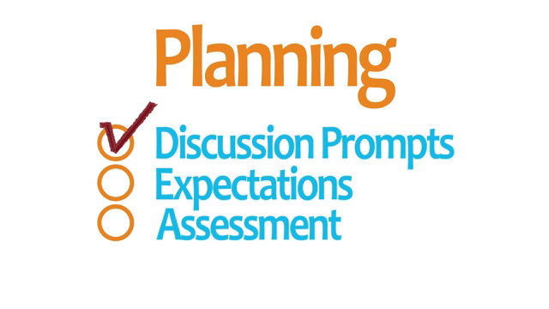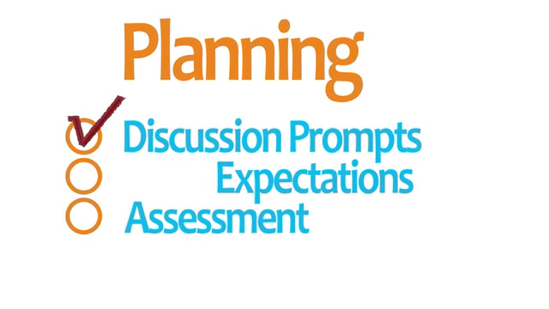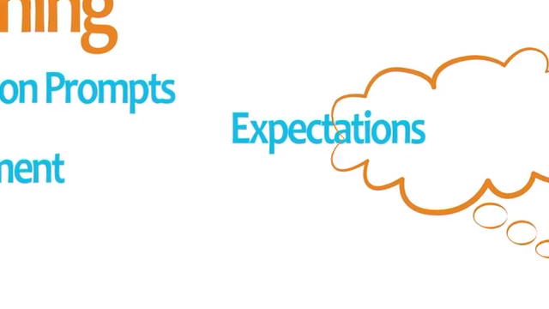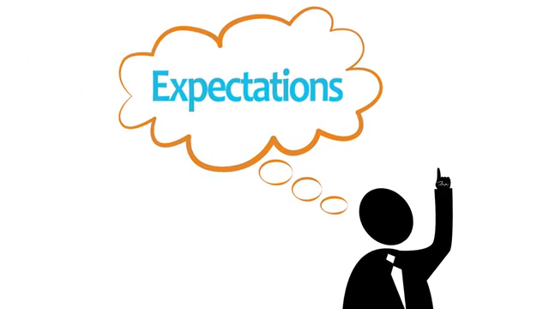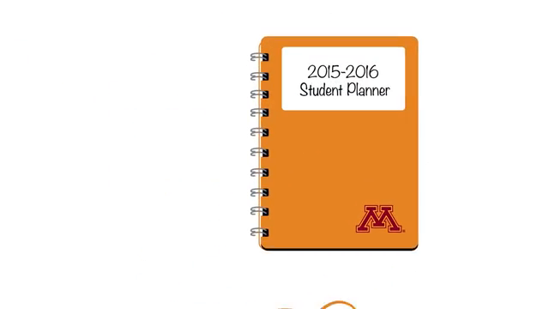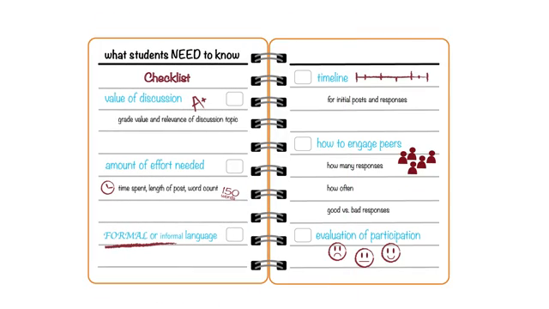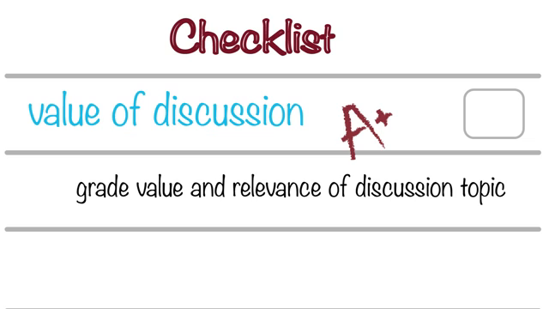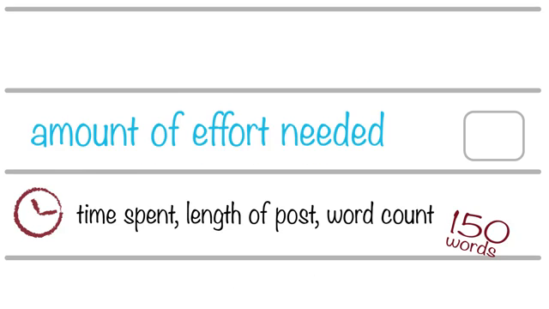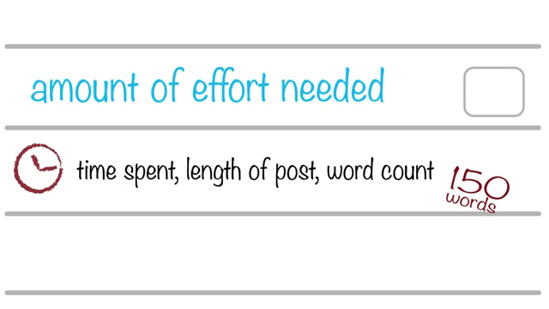When planning discussion assignments, be sure to establish expectations for participation. Students need to know the value of the discussion, both the grade value and the relevance of the discussion topic. They need to know the amount of effort they should invest. This might be time spent, the length of the post, or the word count that you want.